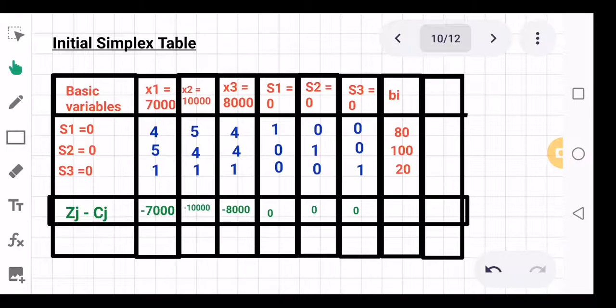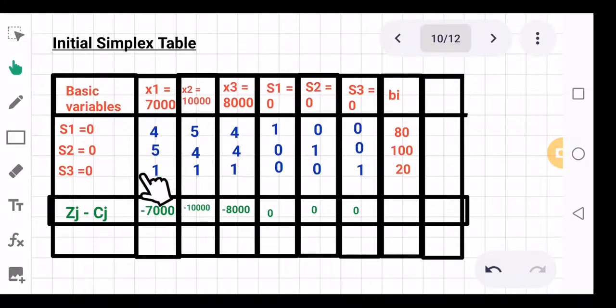Before we go to the next table, you have to create another table. In this particular table, we have to recognize the pivot column. So basically you have 1, 2, 3, 6 columns. Out of all these 6 columns, which is the pivot column? The pivot column is that column which has the least value.